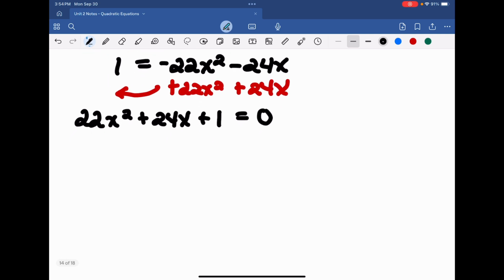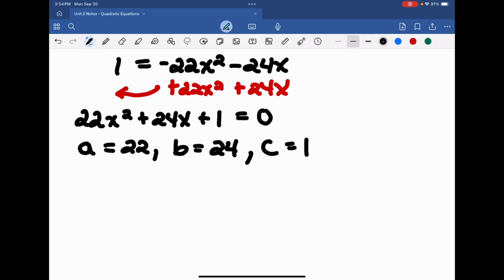Now we can identify our a, b's, and c's. A is equal to 22. B is equal to 24, the coefficient of x. And then c is our constant. That's a really easy one to remember. C is always the constant value. So C for constant, just whatever it begins with, you can easily tie it to that letter.